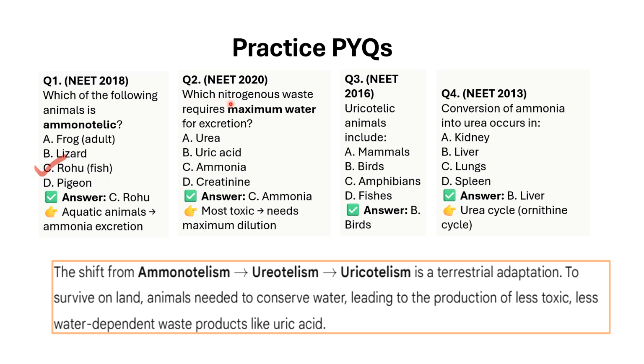Let's go to the next question. Which nitrogenous waste requires maximum water for excretion? Maximum water, we know that it is required in case of ammonia. If the question is asked for minimum water, the answer would be uric acid. Okay.